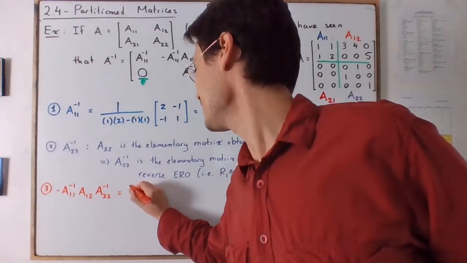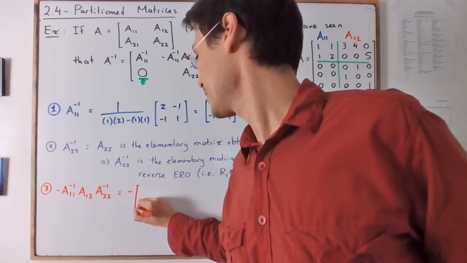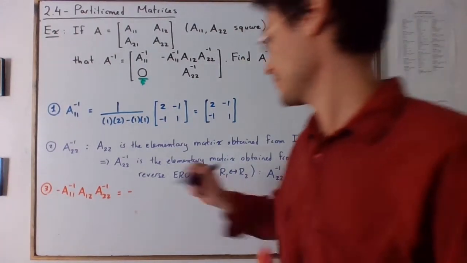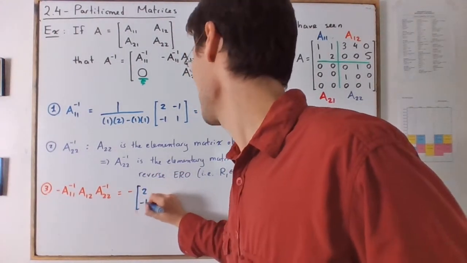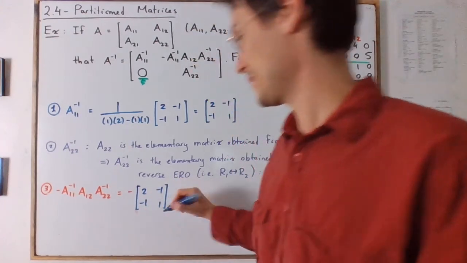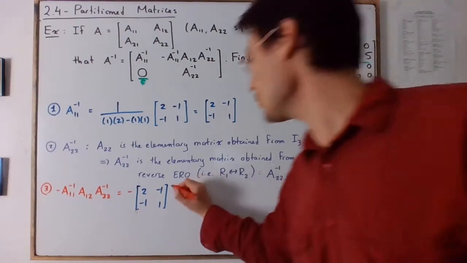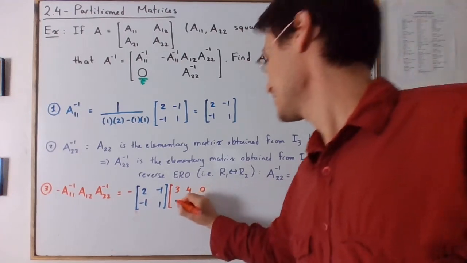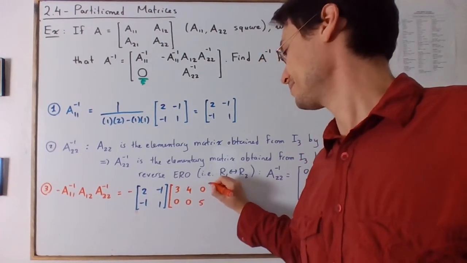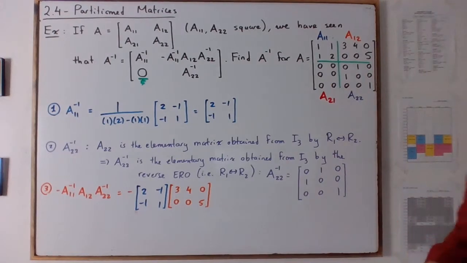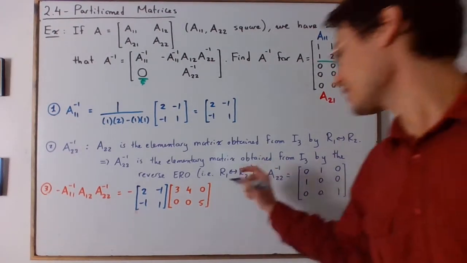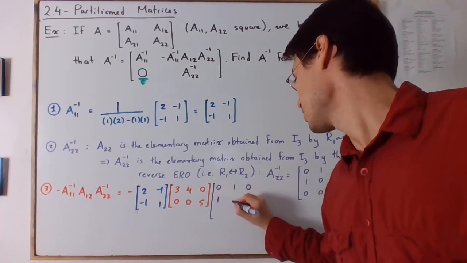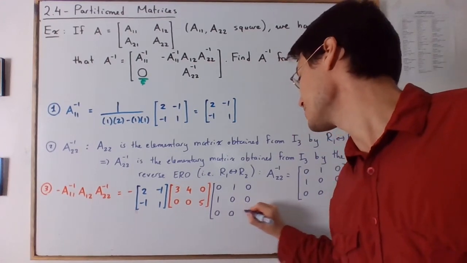Okay, so let's write the big product. So negative, here we take the result of what we have here. So it's going to be 2, -1, -1, 1. Now A12 we have it, right? It's this guy. So 3, 4, 0, 0, 0, 5. And then finally, we have this one, A22 inverse, which is 0, 1, 0, 1, 0, 0, and 0, 0, 1.